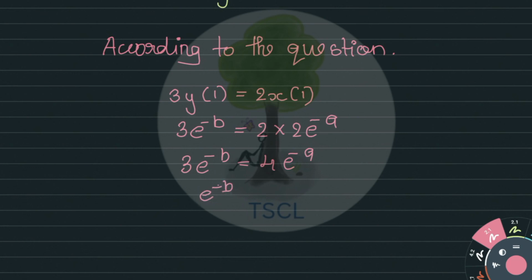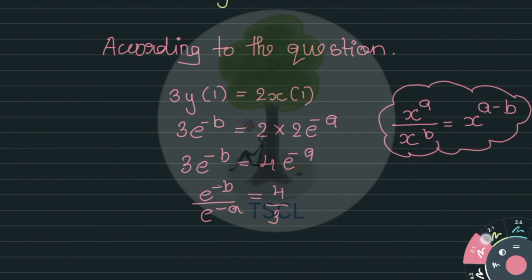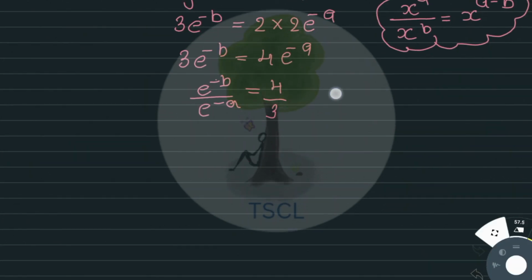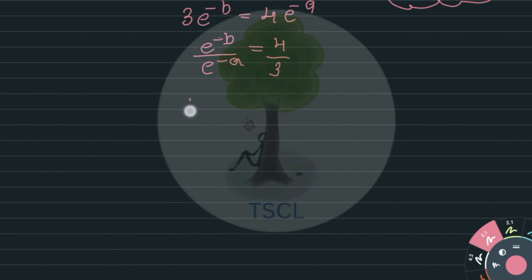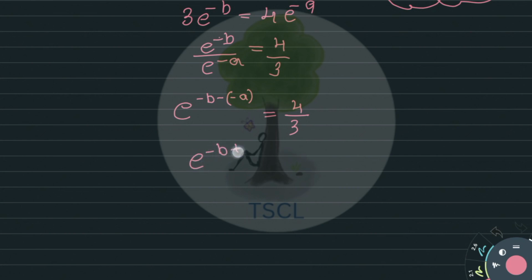e raised to minus b divided by e raised to minus a is equal to 4 by 3. We know that x raised to a divided by x raised to b is equal to x raised to a minus b. We'll substitute that and we'll get e raised to minus b minus of minus a is equal to 4 by 3. e raised to minus b plus a is equal to 4 by 3. e raised to a minus b is equal to 4 by 3.